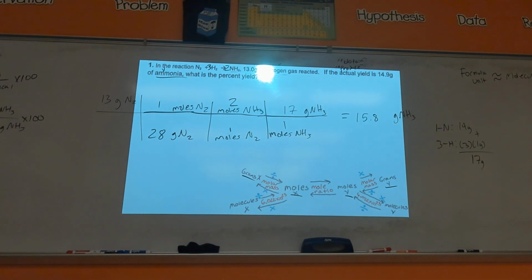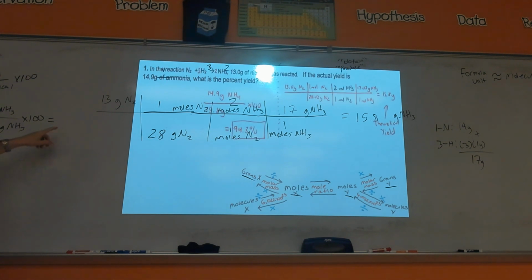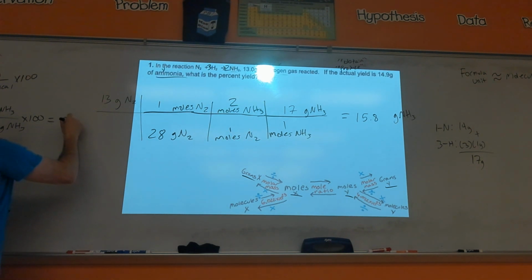So understand what this number is saying. This number is saying that if you're a perfect chemist, right, you're the best there ever was, you could make 15.8 grams of NH3. But you're not perfect, and you made 14.9 grams in the lab. So let's see how accurate you were. So you're going to do 14.9 divided by 15.8, and then multiply by 100 to get to a percentage. So your answer would be 94.3%. So that would be your answer for this problem.